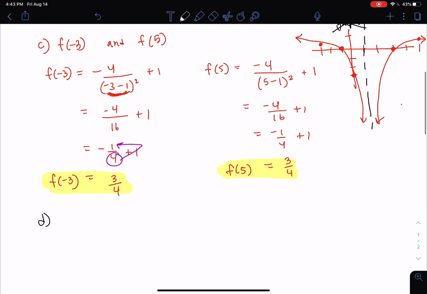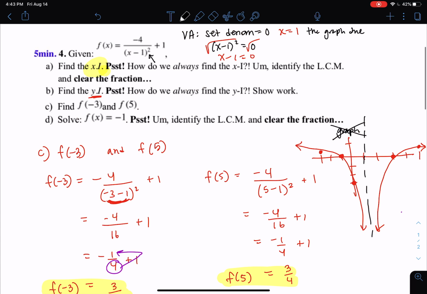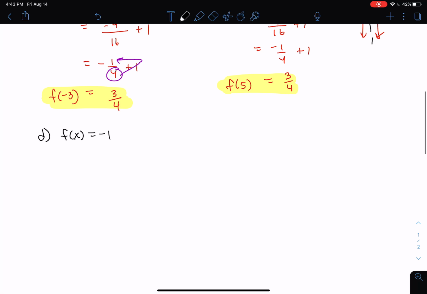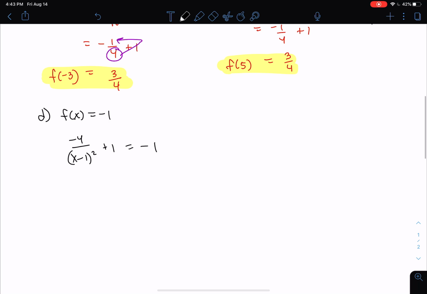It says solve f of x equals negative 1. Well, f of x is this function, negative 4 over x minus 1 squared, plus 1. That's f of x. And if I'm setting it equal to negative 1, then that's what my next step should look like. So we're solving this for x. The first thing I'll do is move that 1 to the other side.